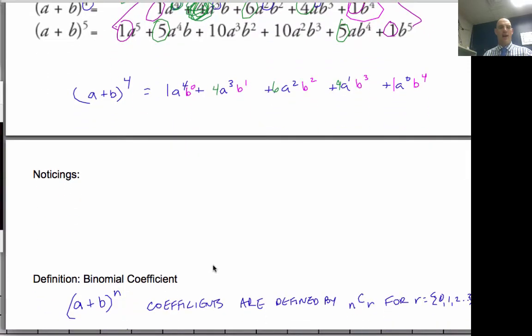So under my noticings tab, I'm jumping around a little bit, but exponents on a decrease left to right. Exponents on b increase left to right.